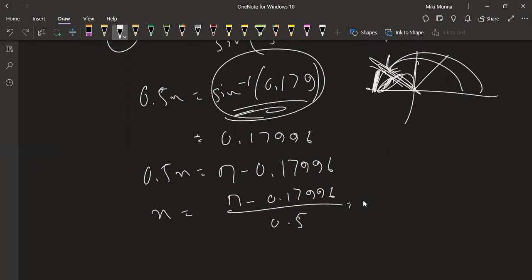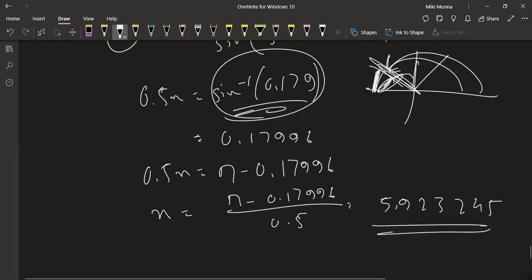So pi minus answer divided by 0.5. This should give us a value of 5.923245. But they have said that this should be between 360. Does this fulfill our requirement? Let's say 2 into pi is 6.2836. That means yes, it actually fulfills our requirement. So it is less than 360 degrees. So this is our angle.